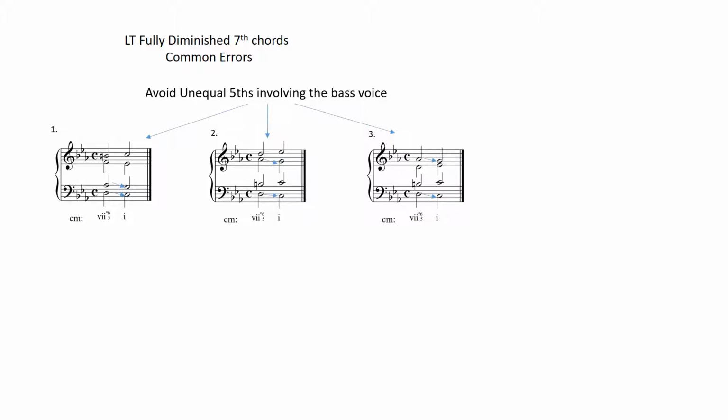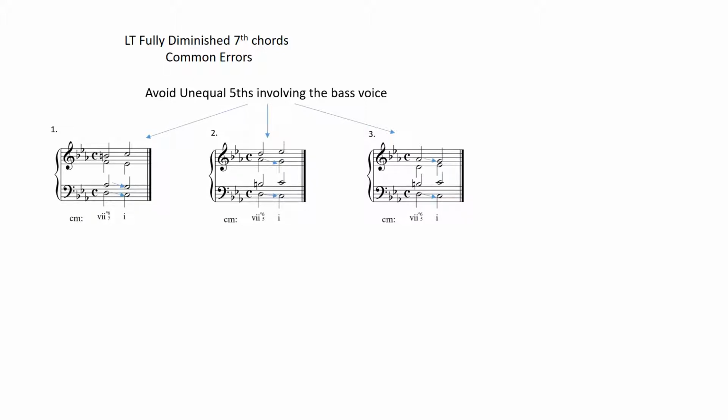Inherent to the first inversion position is the diminished fifth interval between scale degree 2, the chordal third, which is in the bass voice, and scale degree 6, the chordal seventh, which is in a voice above. If this sonority moves to a root position tonic triad and the chordal seventh resolves down by step as expected, the result will be unequal fifths involving the bass voice.